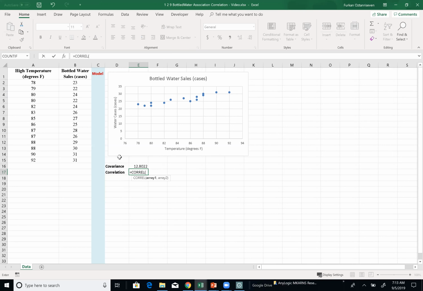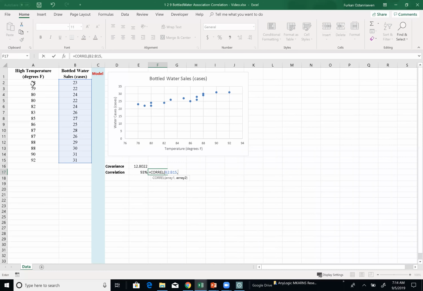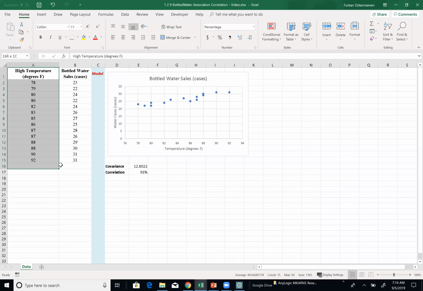Correl, independent variable first, comma, dependent variable, and enter. So you will see that there is a 93% correlation. If you do it the other way around, dependent variable first, and then independent variable, and then enter, you will get the same result because it's a square matrix of correlations between two variables. All right, so what does it tell me? There is a really, really high correlation between temperature and the water sales.